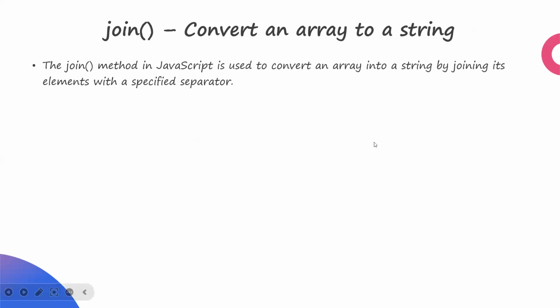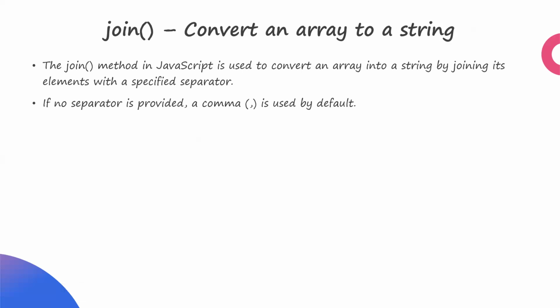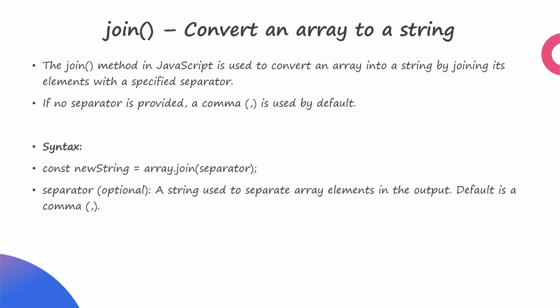So this can really come in handy. If no separator is provided, then a comma is used by default. So when you have an array of elements and you want to join them, if you do not provide any separator, a comma will be used as the default. So this is the syntax. You call array.join, and you provide the separator. The separator is optional, but it is a string that is used to separate the array elements in the output. The default is a comma.